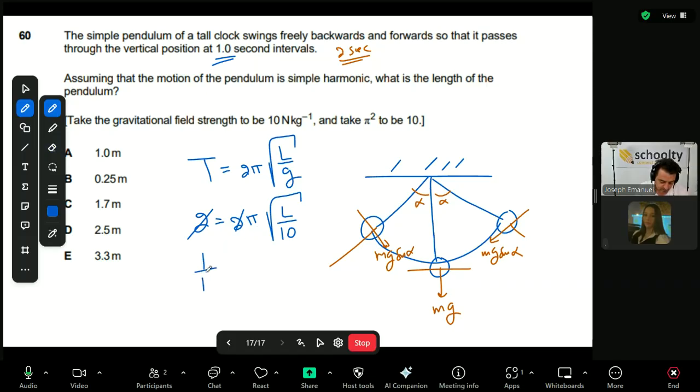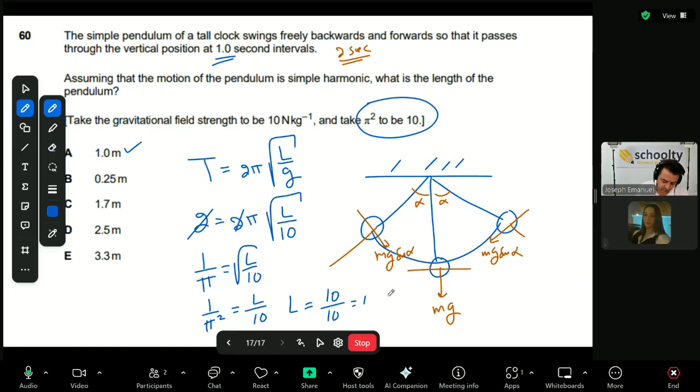So we have 1 divided by pi equals the square root. Let's square it, so you have 1 over pi square equals L over 10. So you have 10 over 10. They said pi square is 10, yeah? So which is 1. The answer is 1 meter.